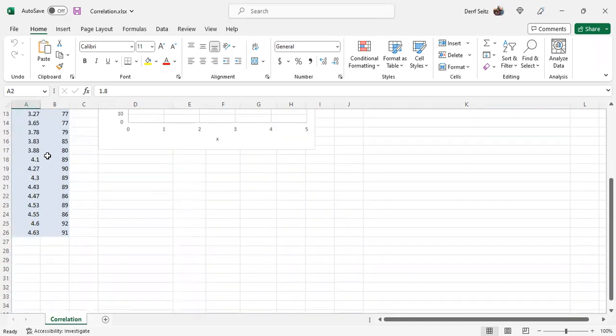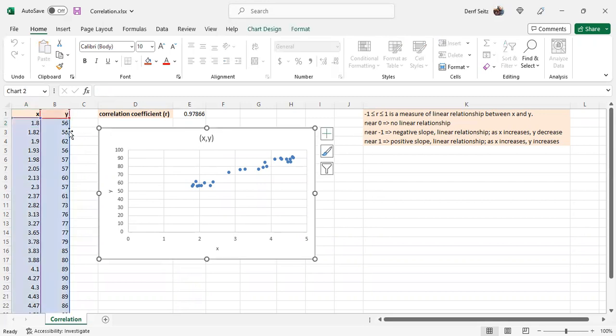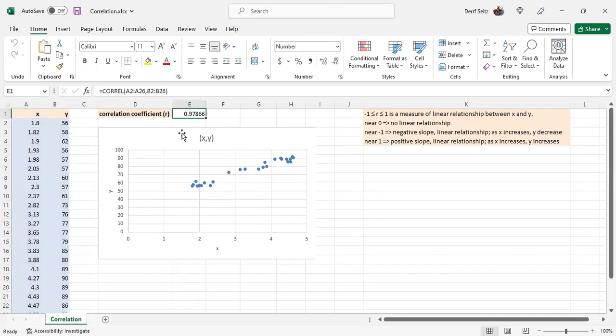If you need more than 25, you will have to extend a couple of items in this spreadsheet. First, this graph, which is backed by this data, would need to be backed by the extended data. And second, the formula for the correlation coefficient has the range for these two columns that would need to be extended as well. However, for academic purposes, typically the number of ordered pairs is small.